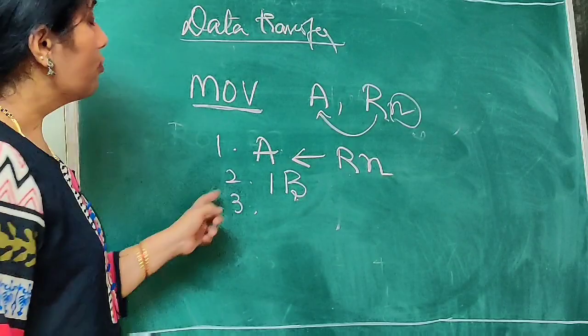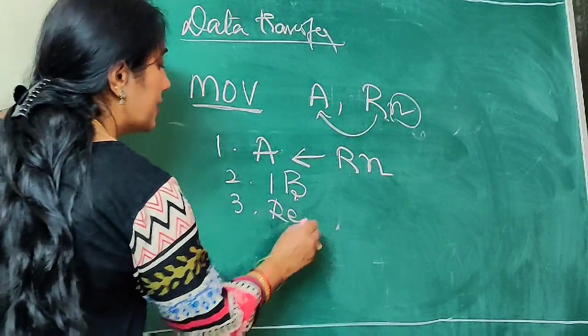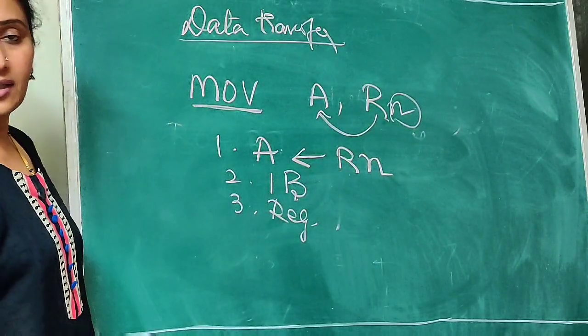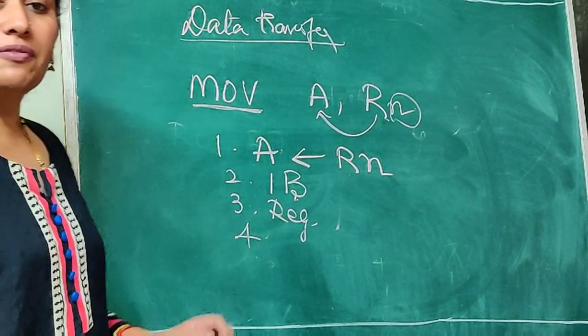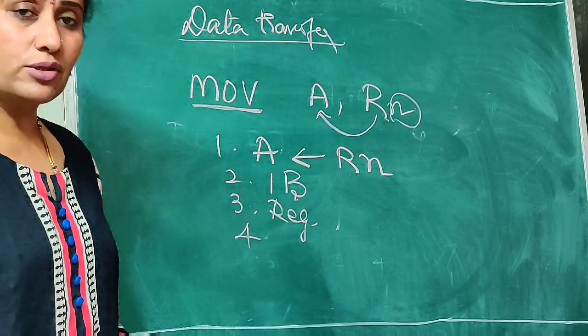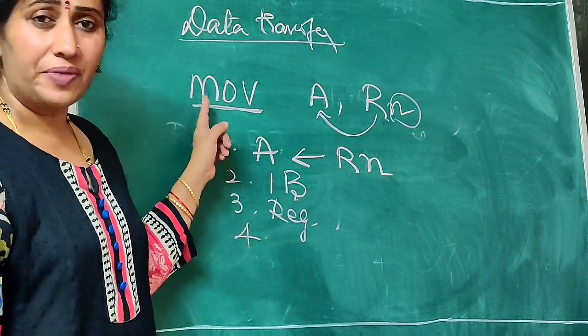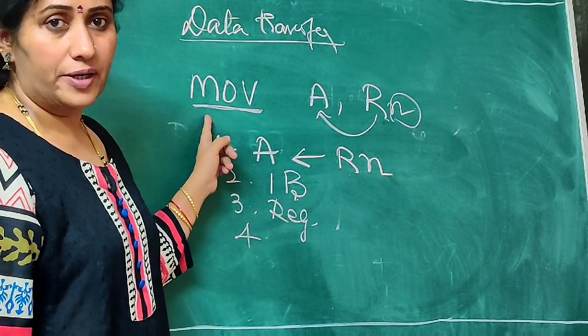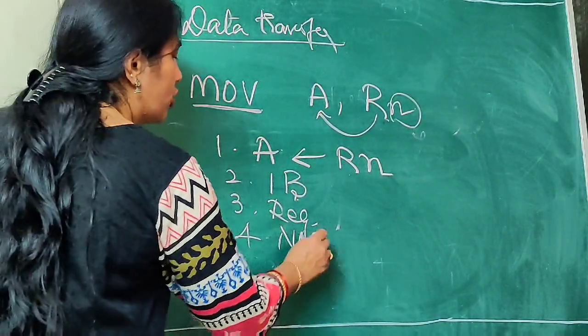Third one, we are moving the data from one register to another register. So the type of the addressing mode is register addressing mode. Now, the flags which are going to get affected, we have to say about that also. Since I am not performing any arithmetical or logical operation, none of the flags are going to be affected.